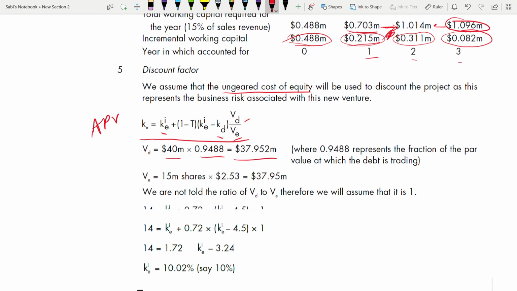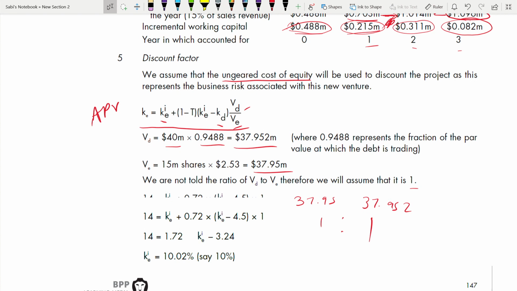Now coming to VE. VE is what? 15 million shares trading at 2.53. It has been given in the case study. Just multiply and get this. We are not told the ratio of VD to VE. Therefore, we will assume that it is 1. Why 1? Just check the value of D and E. Value of E is 37.95. Value of D is 37.952. Maybe that 2 is due to rounding. But if you see, it is very close. So you can say 1 is to 1.